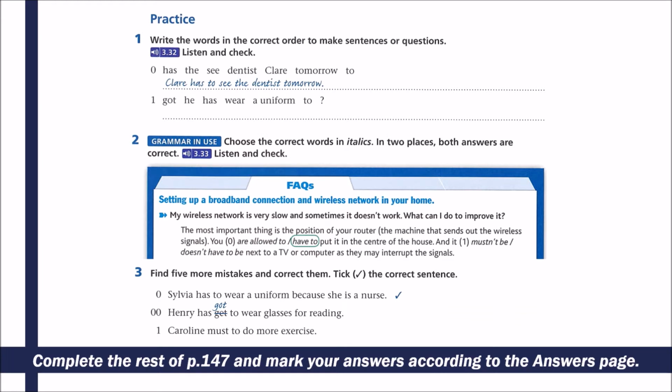Now take a look at the practice on page 147 of your book. Exercise 1. You have to rearrange the words to make questions or sentences about rules. For question 1, as you can see from the structure in the example, if this was a sentence, the answer would be he has got to wear a uniform. But since there's a question mark, we know we have to change the form to a question, and the answer should be, has he got to wear a uniform?